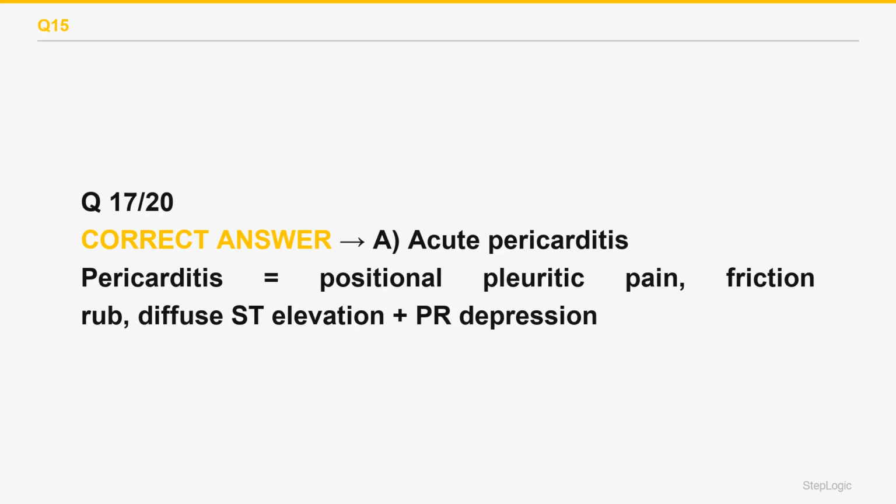The key contrast with myocardial infarction is the ECG pattern. Pericarditis causes diffuse ST elevation with PR depression, while an MI causes ST elevation in a localized coronary distribution with reciprocal changes. The positional pain, better sitting forward, and friction rub are also specific. Complications include pericardial effusion and tamponade. Treatment is NSAIDs plus colchicine. Positional pleuritic pain with a friction rub and diffuse ST elevation is acute pericarditis.